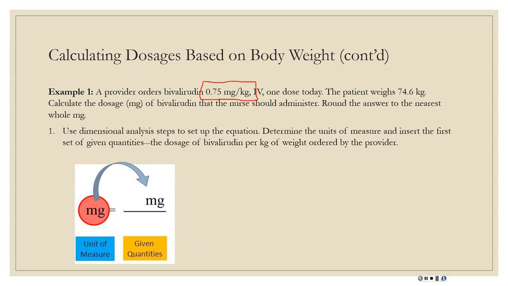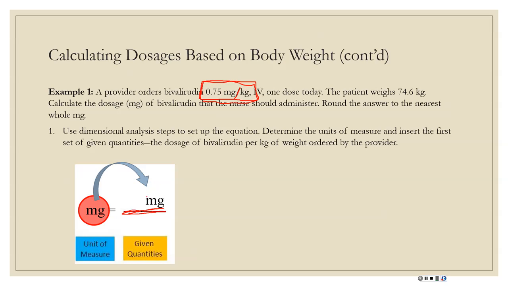Now, this per sign here is essentially the same as this horizontal line on the screen. This is a marriage, or this is a pair. That healthcare provider has ordered 0.75 milligrams per kilogram. Nurses do not prescribe. We're not advanced practice nurses, so we do not prescribe. We carry out those orders. So we need to, first of all, make sure that we keep this together because that's what the healthcare provider has ordered, and we need to ensure that we don't change any of this data.